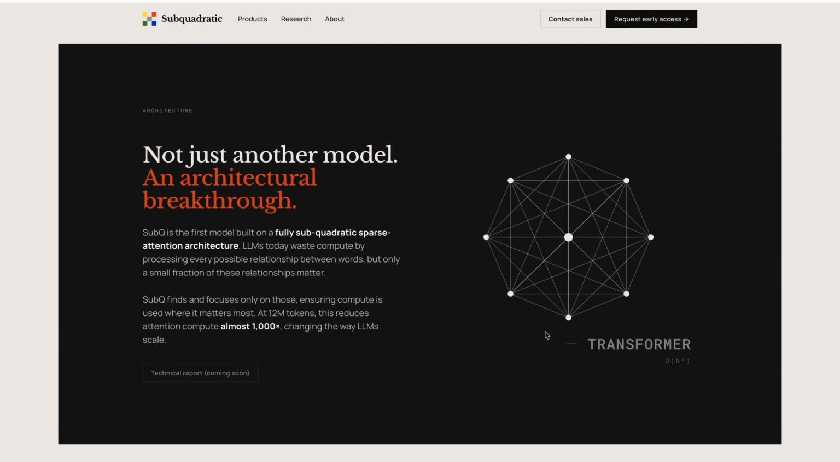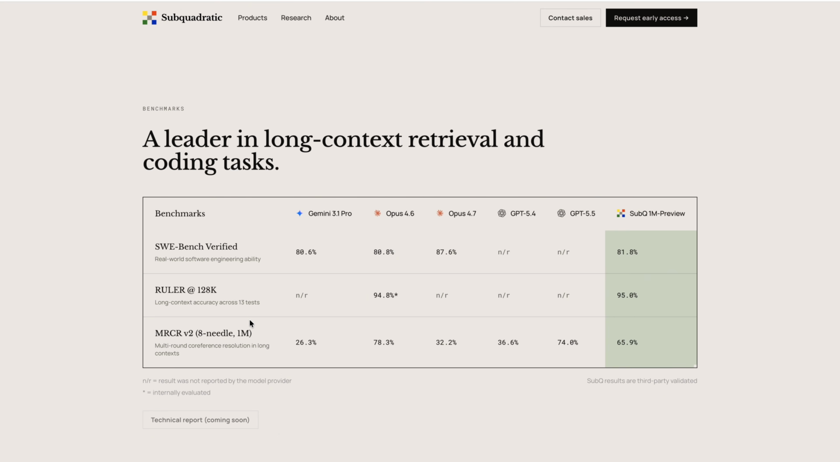But here is the developer reality check. SubQ published their SWE-bench scores showing they match Claude Opus 4.6, hitting 81.8%. But if you look closely, they only ran those benchmarks at the 1 million token mark. If you're claiming a 12 million token capacity, you need to show us benchmarks past 5 million tokens to prove that the model doesn't suffer from massive context degradation.